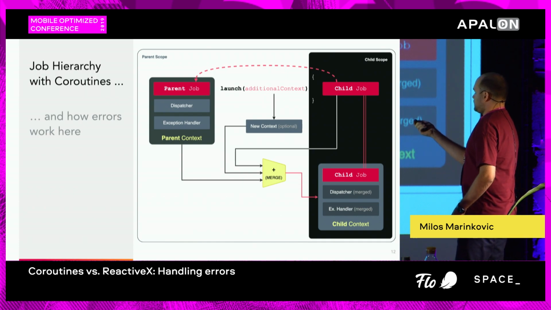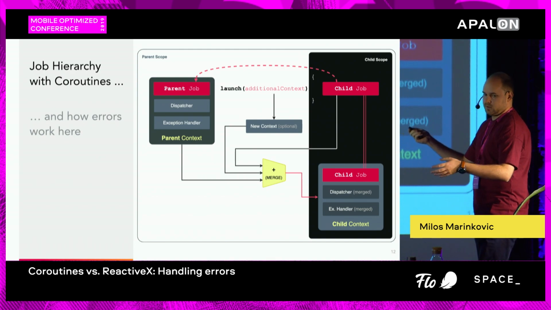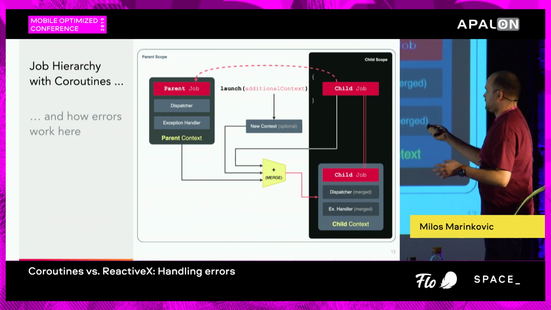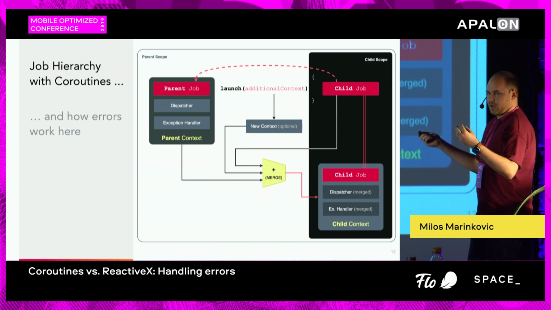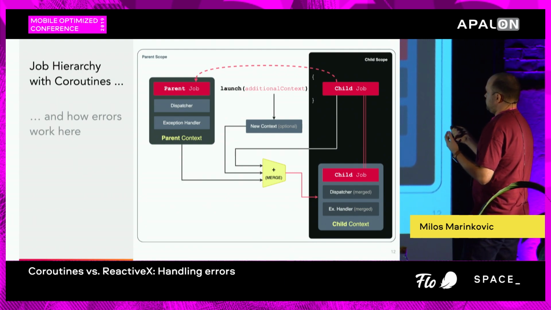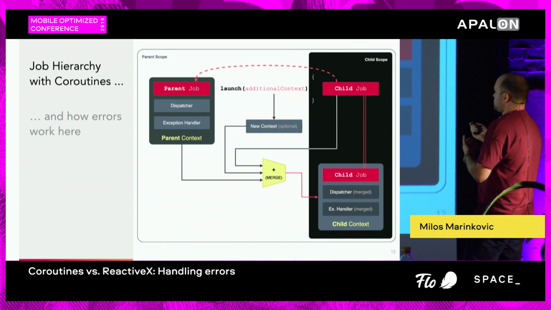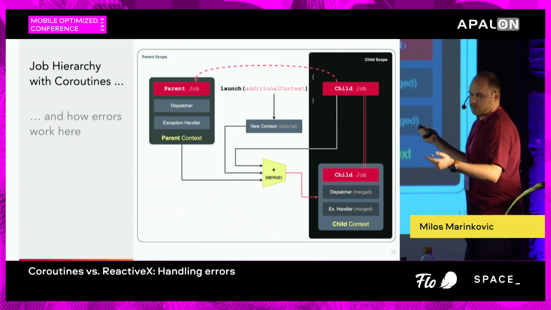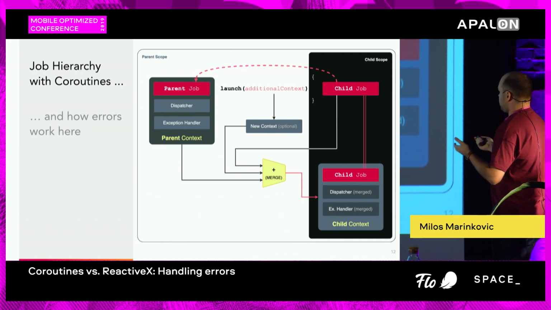In this context, you have a job, which is the task that you're doing, and a dispatcher, which is a mechanism to run your code in a specific thread or on a specific pool of threads. It's similar to schedulers in Rx. And then you can have an exception handler, for example, in your context, and all of these elements can be added together to form one context. So when you call launch, which is a function available only in the scope, you can give some additional context, like switching threads, giving another exception handler, or giving another parent job. Your new context will get merged with the old context, and you will get a child context.